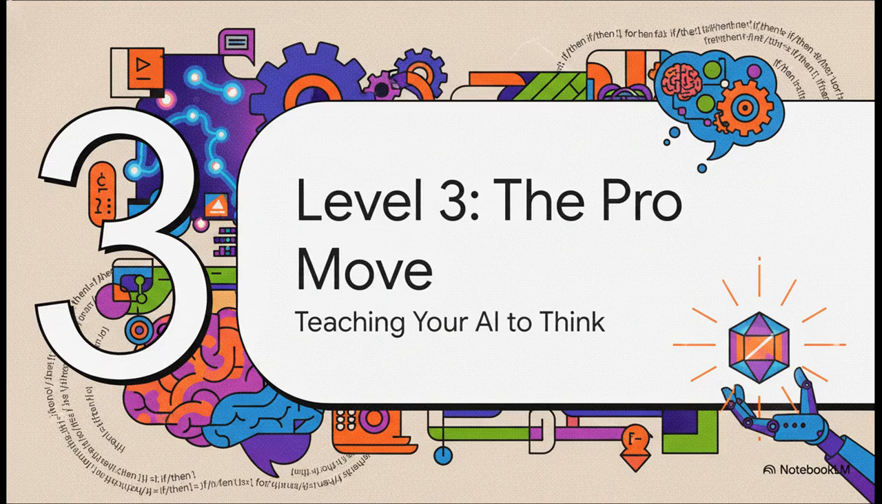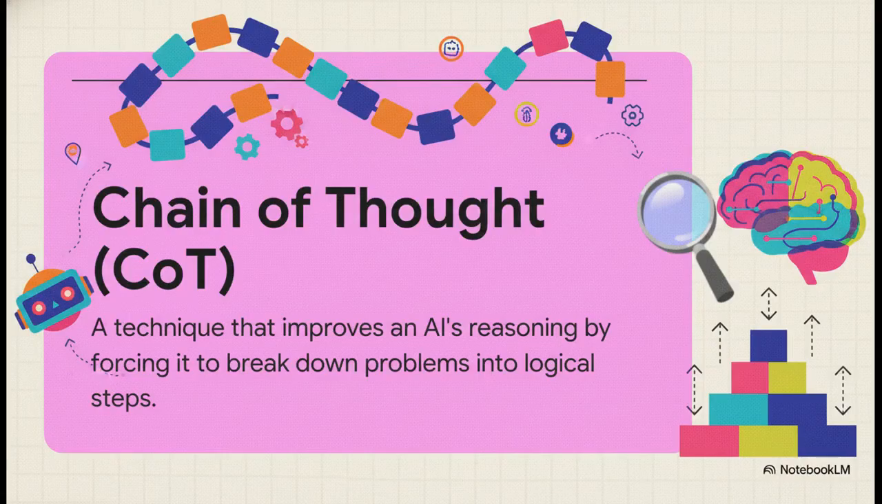Okay, you ready? Level 3. This is the pro move. We've set our foundation, we've perfected our individual asks. Now we're going to teach the AI not just to write, but to actually think. This advanced technique is called chain of thought prompting.